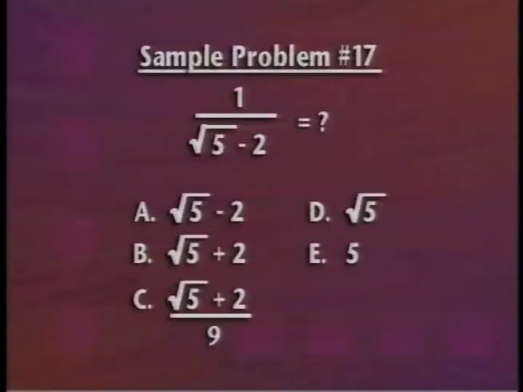One divided by the square root of 5 minus 2 equals. To solve this problem, we have to remove the radical from the denominator. When the denominator contains a radical in a number, look to produce the difference of two squares. For example, a minus b times a plus b equals a squared minus b squared.